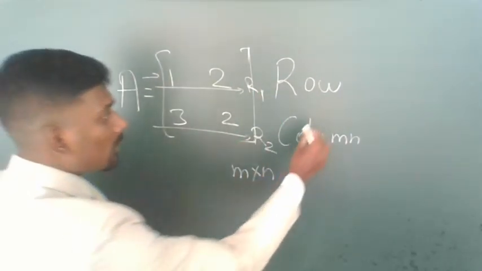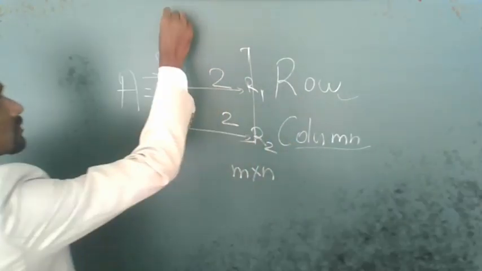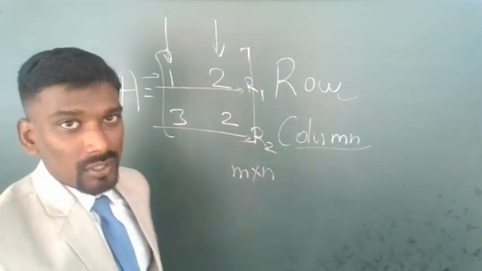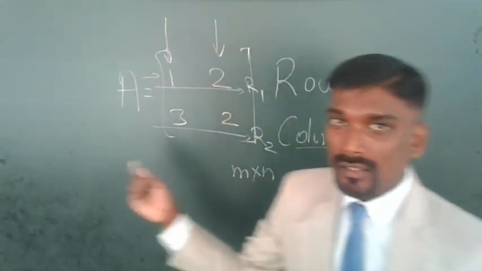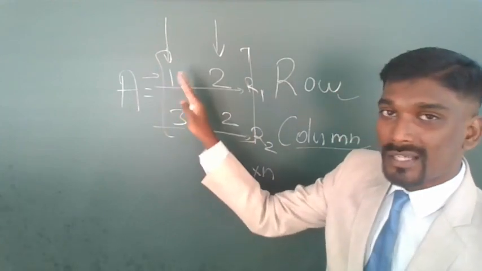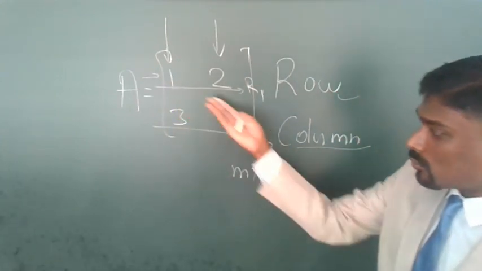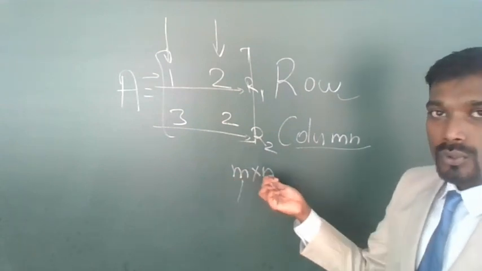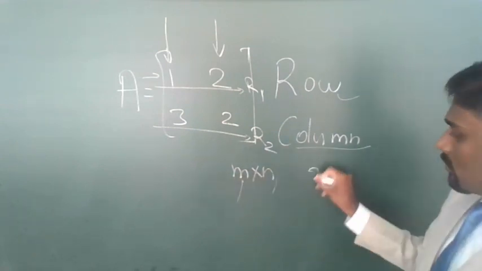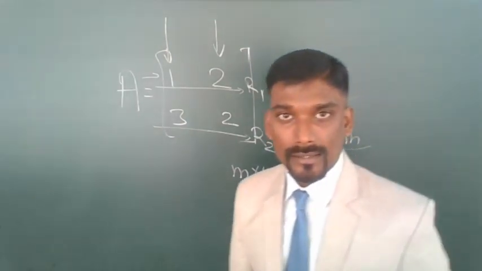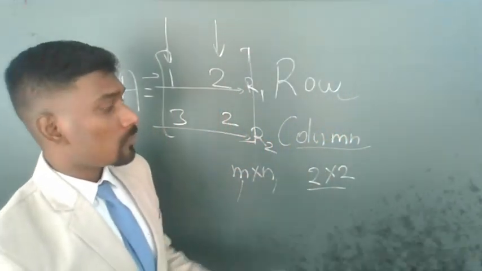Now in the same way, what is called a column? If you see this 1, 3 and 2, 2, this is called a column. So if you look in detail, how many rows are there? There are 2 rows. How many columns are there? There are 2 columns. So 2 rows and 2 columns. That means m into n, rows into columns. 2 rows, 2 columns, that is a 2 cross 2 matrix.